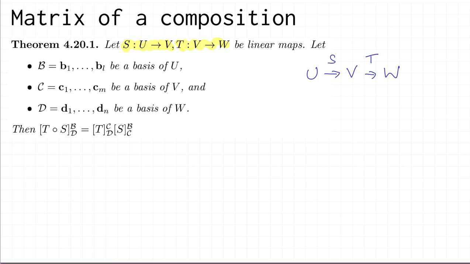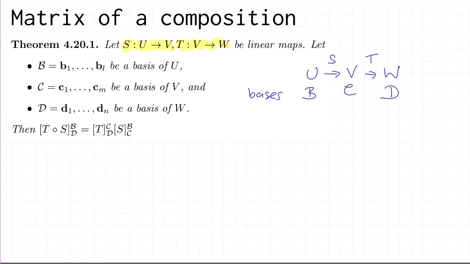And then we're going to take bases for each of those vector spaces. So B will be a basis of U, and its elements will be B1 up to BL. And then C will be a basis of V, and its elements will be C1 up to Cm. And D will be a basis of W, and its elements will be D1 up to Dn.